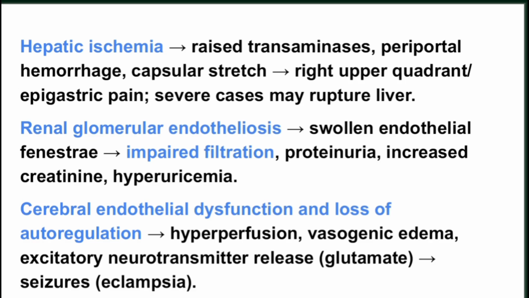Okay, so the kidneys are affected through the process of renal glomerular endotheliosis. So there are swollen endothelial fenestrations. They're going to impair the filtration, which is going to cause enlargement of the fenestrations, which is going to cause proteinuria, which we see when we do an analysis. You find the patient has marked proteinuria, and there's going to be increased creatinine, and also there's going to be hyperuricemia, which is significant for us to know if the kidneys are doing a proper renal clearance.